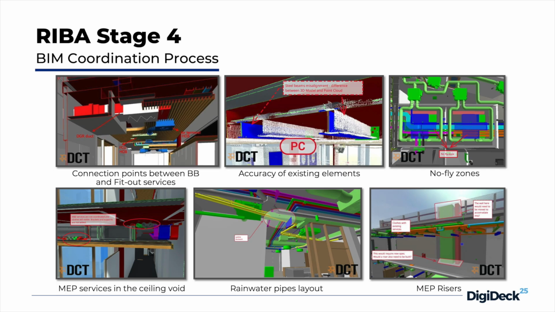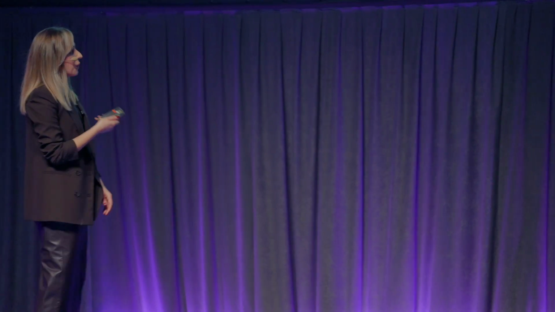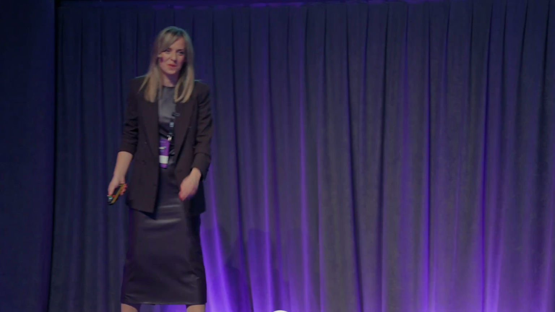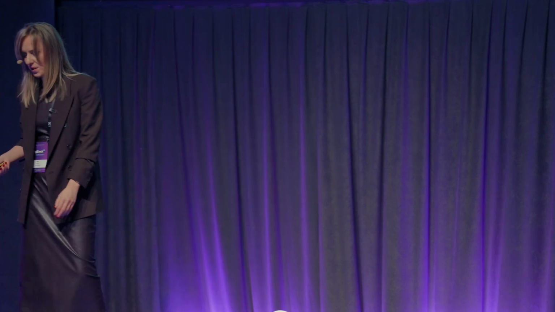No-fly zones. They are in the ceiling voids above meeting rooms. If you have this inside your model, that will allow you to properly design your MEP services layout. We have MEP risers, again, a critical item when it comes to BIM coordination. Rainwater pipes are usually included inside the base build scope, so you need to be really careful. If that information is visible inside the model, you have to coordinate and work around it, or there will be installation on site and then possibly a new installation. And of course, MEP services inside the ceiling void, because the ceiling void is never large enough to fit all the services that need to go inside.